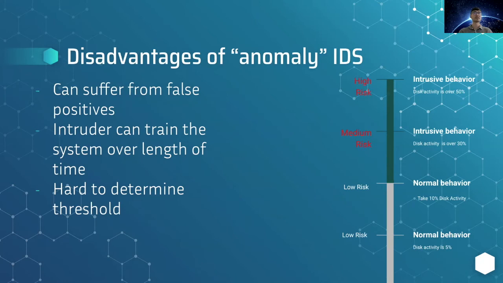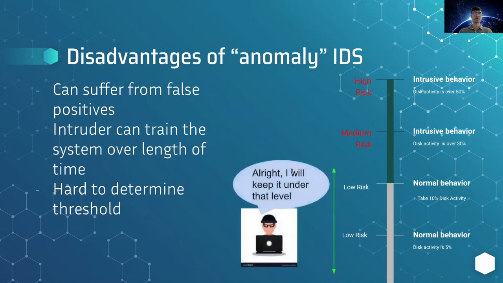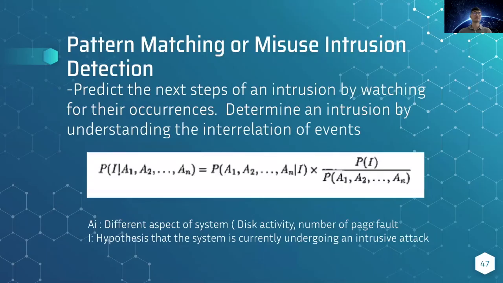There are disadvantages of the anomaly IDS. First, it can suffer from false positives, and the intruder can train the system over a length of time to keep his activity under the threshold. In that way, he can avoid alerting the system, and it is hard to determine a threshold of whether it is an intrusion or not. The second IDS is called the pattern matching or mixed-use IDS.